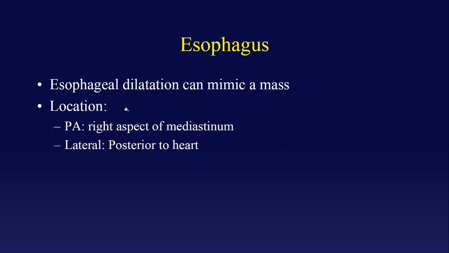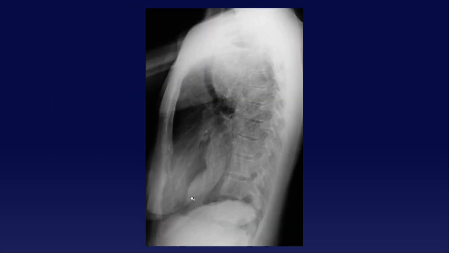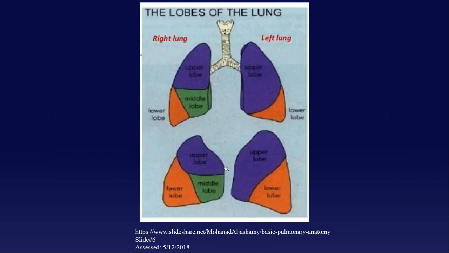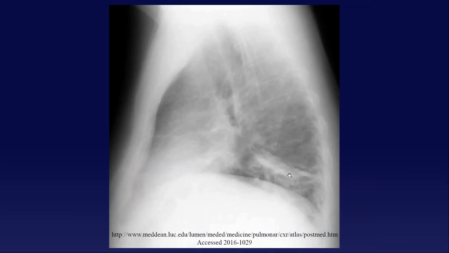And esophageal dilatation: this is just a big dilated esophagus, right? It lives back there, a little bit of show and tell. And atelectasis can be due to collapse of parts of the lung, and these are your various lobes here. These linear opacities would be what we call subsegmental atelectasis. See right over there, linear.